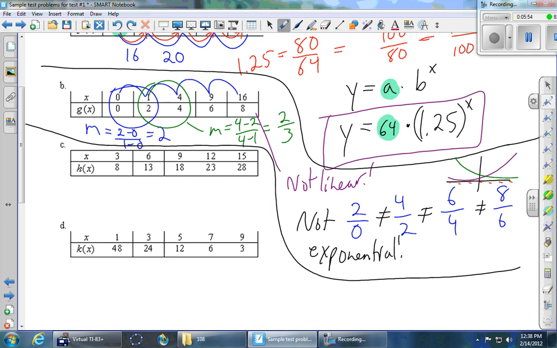Okay, let's take a look at part C. Looking at the x values, I see that they increase. X values are increasing by 3 every time. And so if the y values also increase by a constant amount, then we've got a linear thing. And it looks like the y values are increasing by 5. So these are all plus 3s, and these are all plus 5s. So this is a linear function.